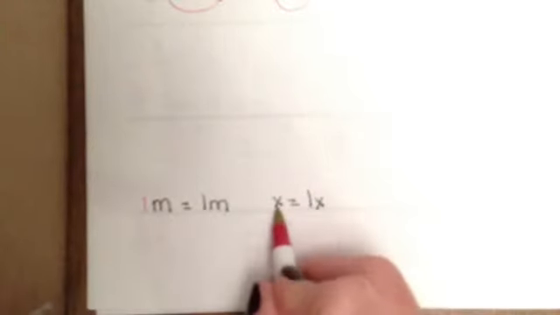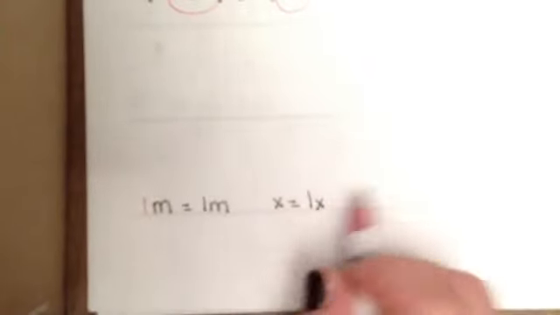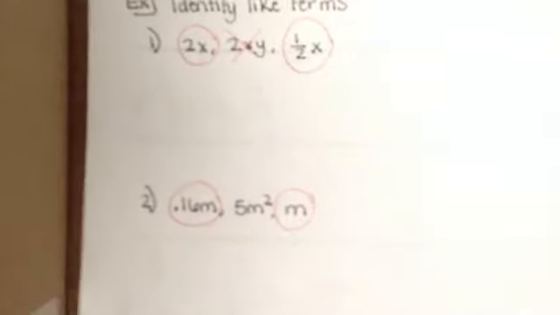Now, if you see an m, it is the same as 1m. There's a secret 1 hiding in front here. Okay, so m is 1m, just like x is the same as 1x. That's going to help us when we are combining like terms in some of these problems. Let's look at our examples.